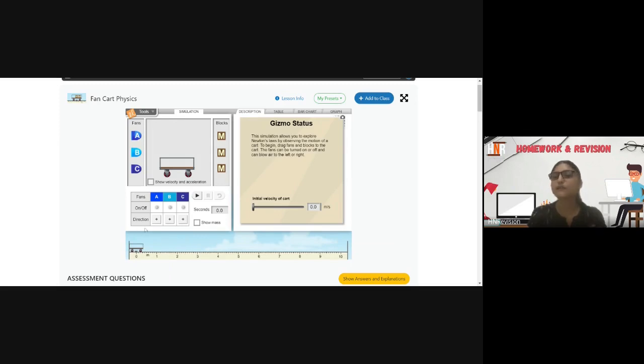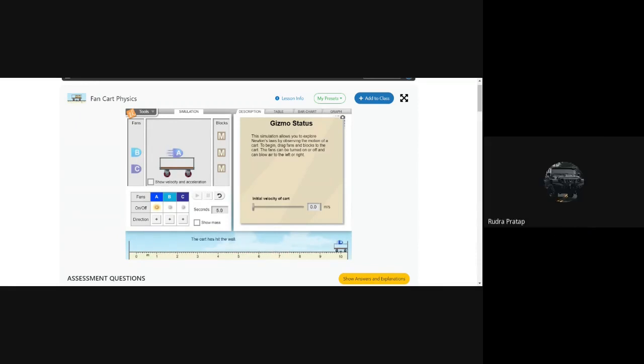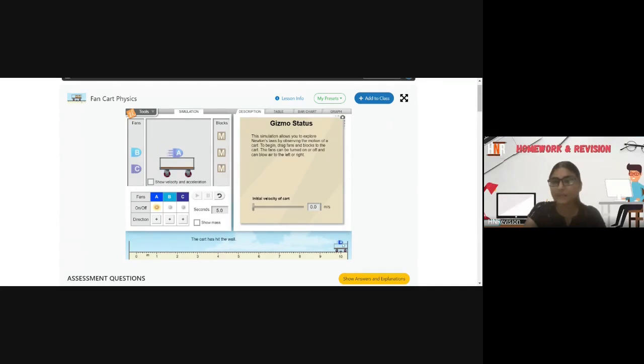I need to put a force. And to put a force, I have these fans over here, A, B, and C. Let's say that I pick this fan A and place it on the cart. Okay? And now when I turn on this fan, what will happen? The cart will move.